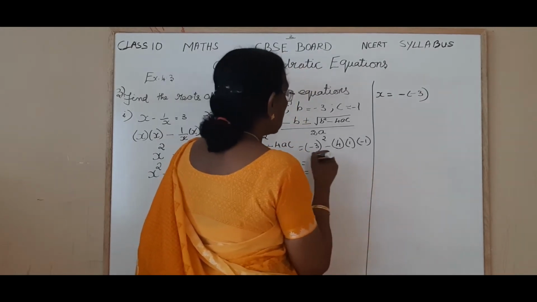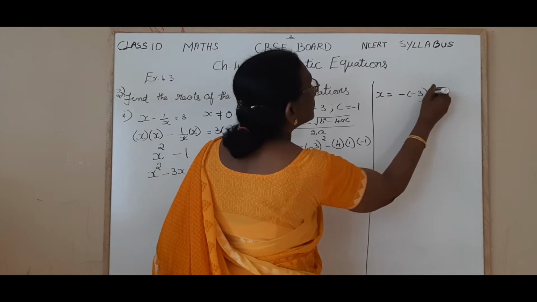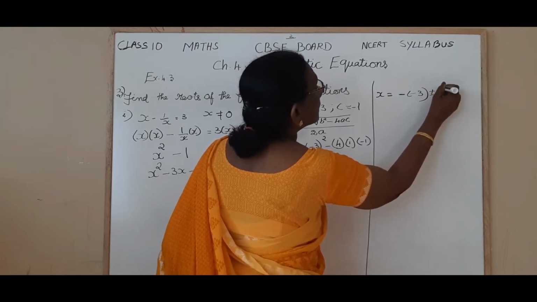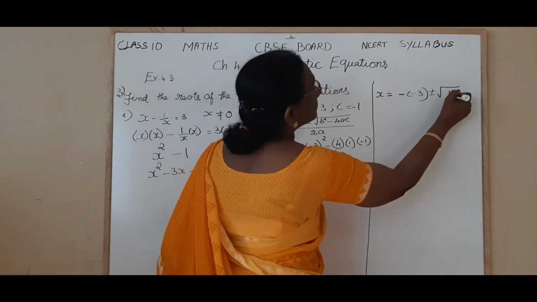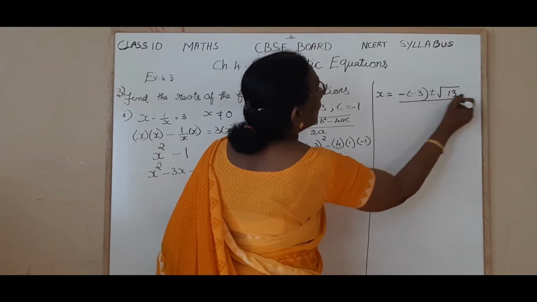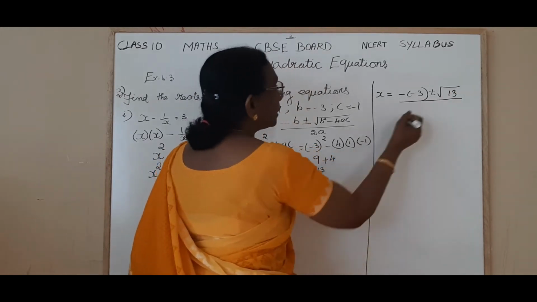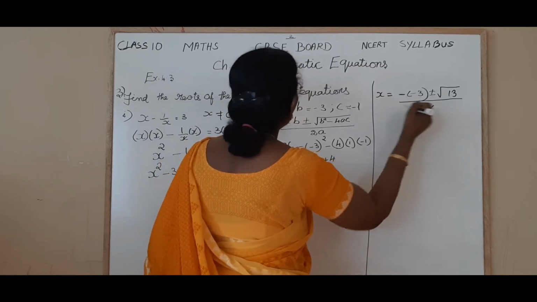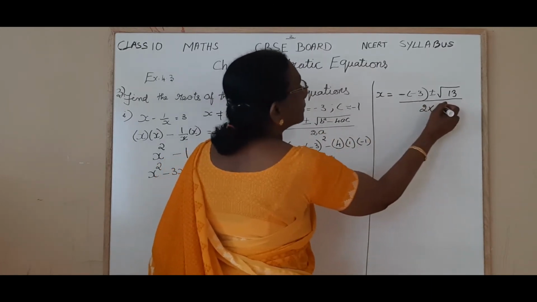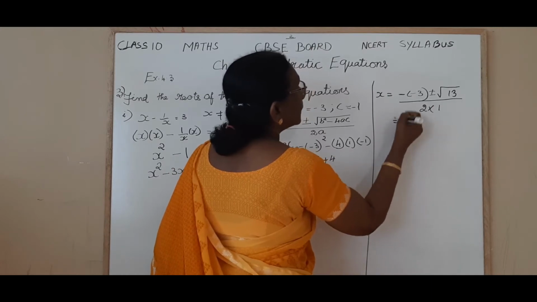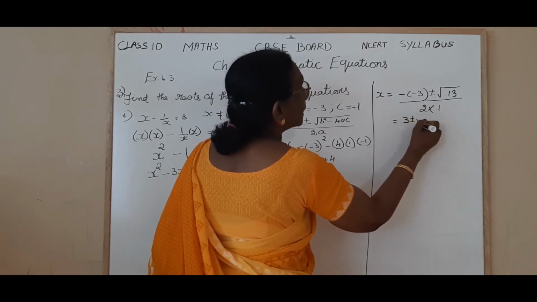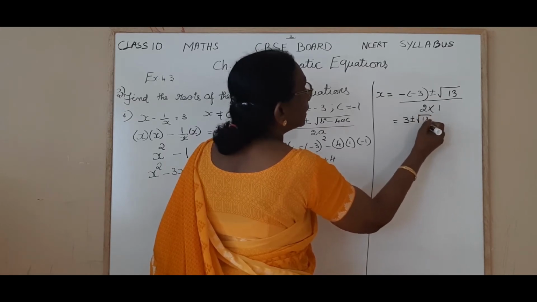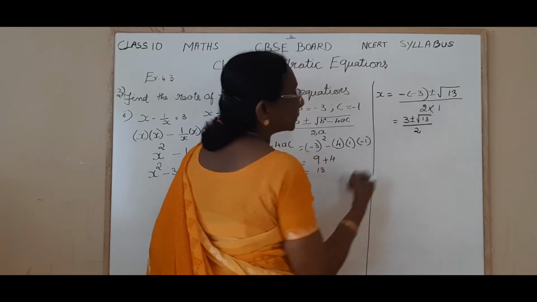And plus or minus root of, what is b squared minus 4ac? 13. The whole divided by 2a. 2 into a is 1. So minus of minus will become plus 3 plus or minus root of 13 by 2.